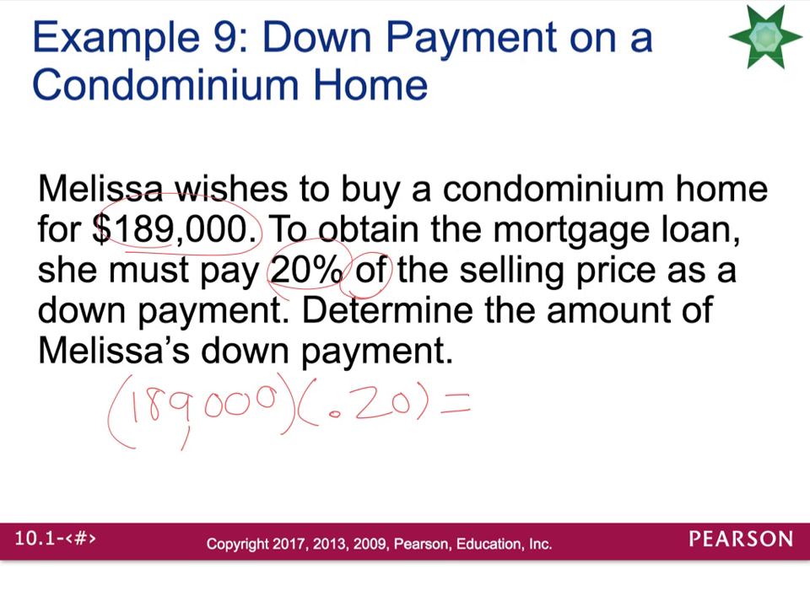So we need to take $189,000 times 20%, which is going to be 0.20. She has to have $37,800 up front as the down payment, or she will not be able to purchase this home.